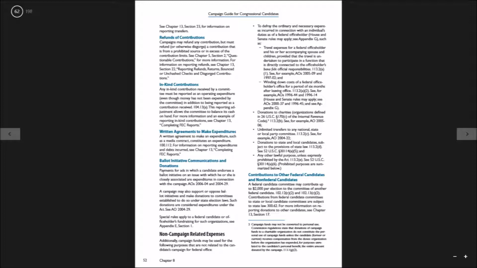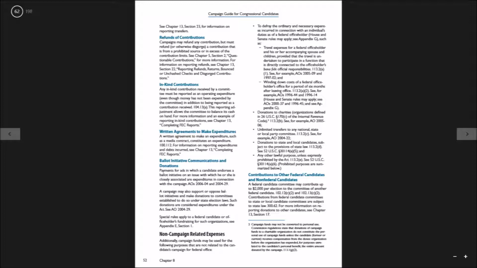Unlimited transfers to any national, state, or local party committee. Donations to state and local candidates subject to the provisions of state law. And any other lawful purposes unless expressly prohibited by the Act. Prohibited purposes are summarized below.